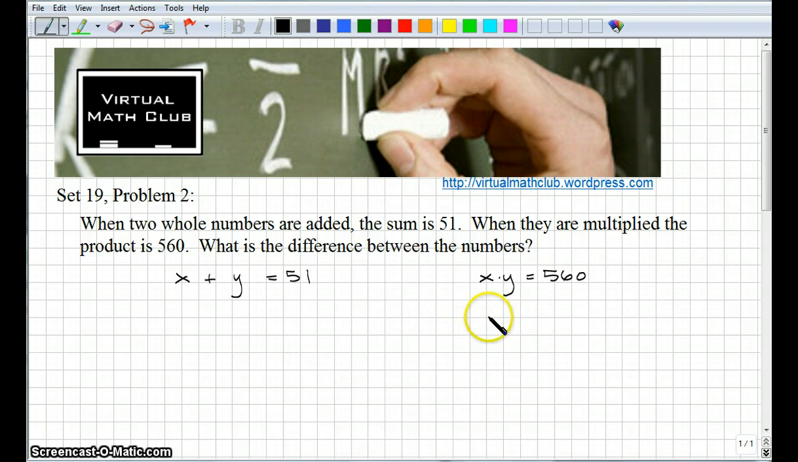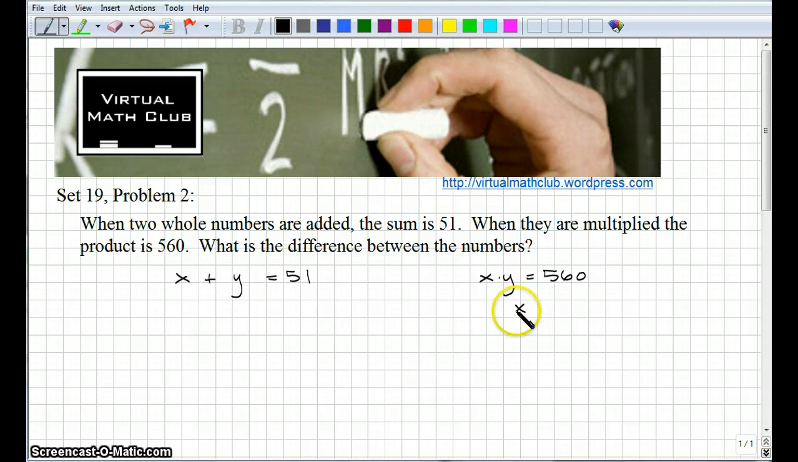Alright, so there's a couple of ways you could approach this. One would be to solve for x in terms of y, or y in terms of x, and then substitute, because we have two equations and two unknowns. But in this case, they aren't linear equations, right? This one's linear, but this one, we have x times y, which is not linear. But we could solve this.